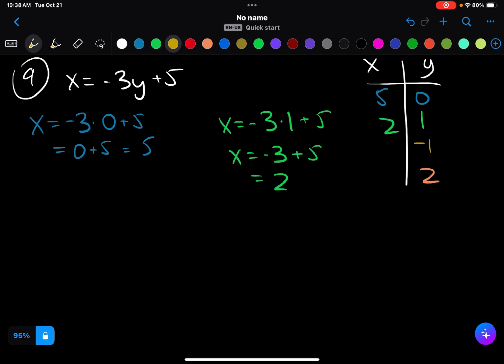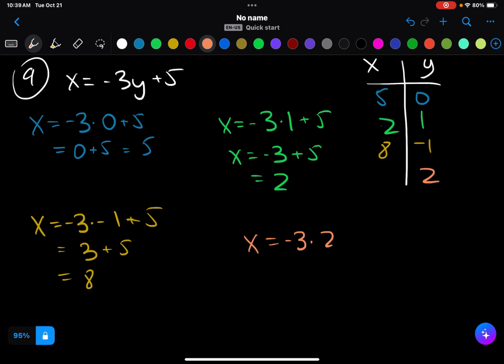There you go. And now let's go with when y is negative 1. So x is going to be negative 3 times a negative 1 plus 5. So negative 3 times negative 1 is a positive 3 plus 5, which is just 8. So when y is negative 1, x is 8. And for our last one, we're going to try it when y is 2. So x equals negative 3 times 2 plus 5. So negative 3 times 2 is a negative 6 plus 5, and that's just a negative 1. Much simpler. There you go. Super, super simple.